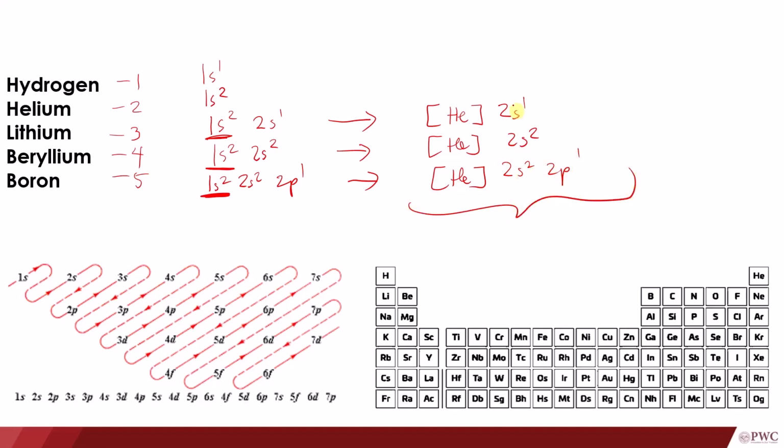By the way, this is called the noble gas notation. In this case, we use the noble gases. This group over here, the last group on the table of elements, we call the noble gases, and they are used in this notation.